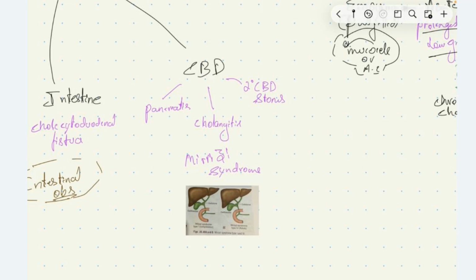These stones from the bile duct can pass on to the pancreatic duct and cause blockade of the pancreatic duct and cause pancreatitis. We know the gallstones are one of the causes of acute pancreatitis.